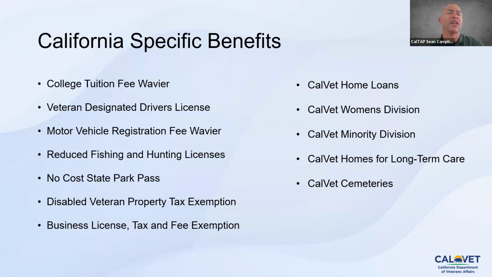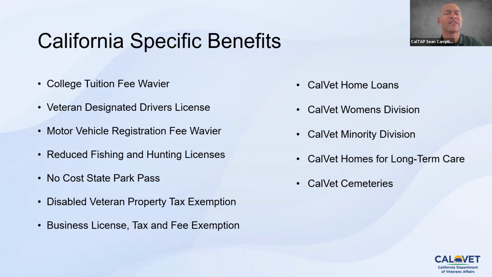In addition to that, the state of California has the college tuition fee waiver for the dependents of disabled veterans who have a disability rating of 0% or higher. There's a veteran designation on your driver's license, which can unlock a lot of commercial benefits that you might not be aware of. Motor vehicle registration fee waiver, if you have a mobility related disability and you qualify for it, the DMV will waive registration for one of your vehicles.